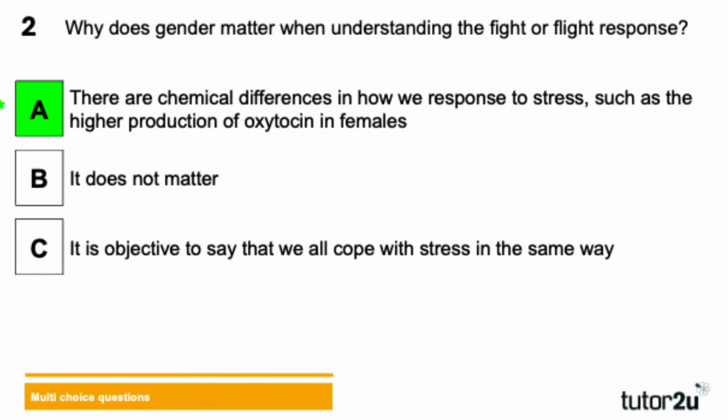oxytocin in females. Just on that note, because it ties in with the next question, what is the response called in terms of stress in females that research has kind of shown or highlighted? Can anybody remember? What's the response in females because we have that higher production of oxytocin? Not necessarily fight or flight. What's the female version called? Can anybody identify that before we move on to the next question? Yeah, tend and befriend. Really well done. Excellent. Karen getting in there first. Well done. Yes. So let's have a look at question 3 then.